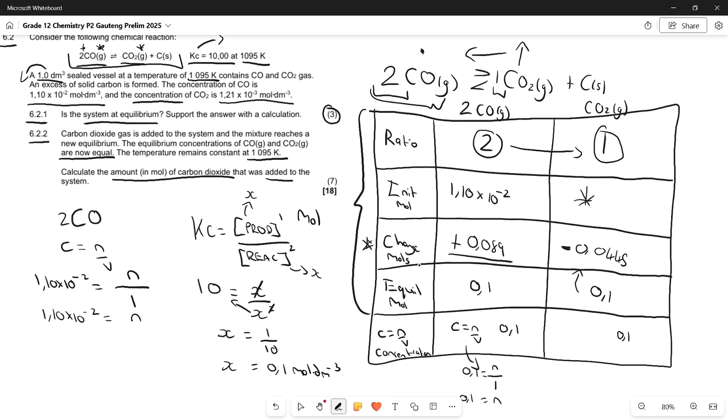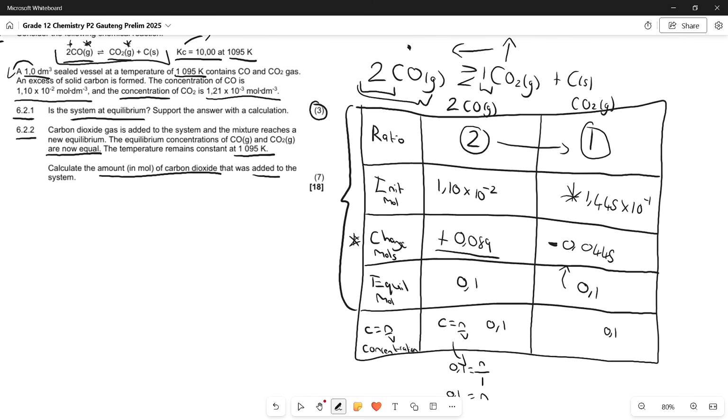minus 0,0445, and we can figure out what our initial moles is on this side, which was the objective this whole time, which means we have 1,445 times 10 to the negative 1 over here, and that would have earned us 5 marks so far.